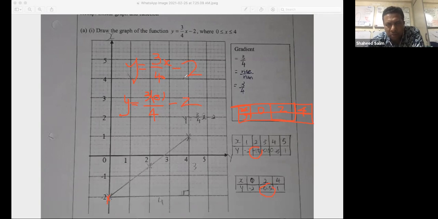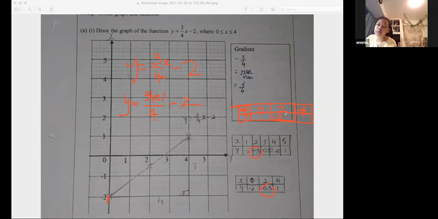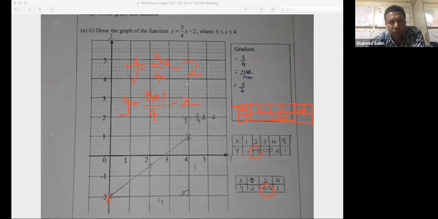1.5 minus 2, minus 0.5. Okay, correct. So the next one, when it's 4, how much is it? 1. 4, 1. 4, 12. Okay, 1, correct. Yeah. So you already got this.